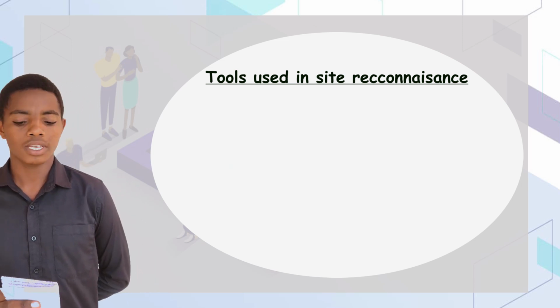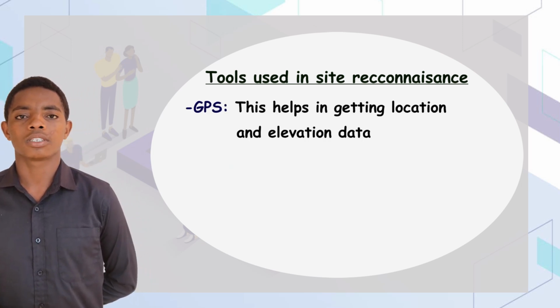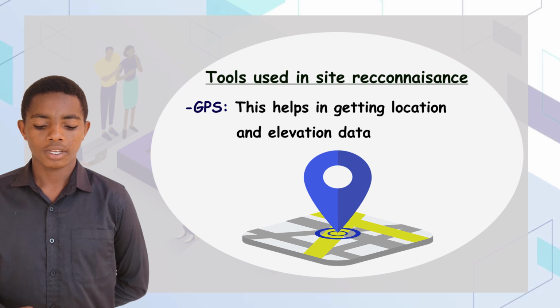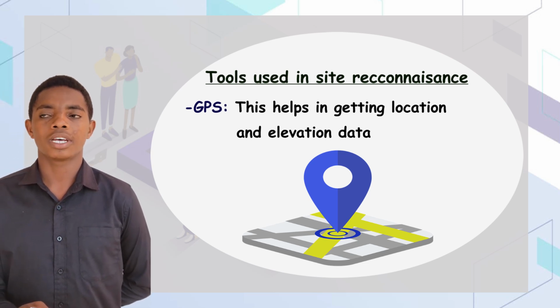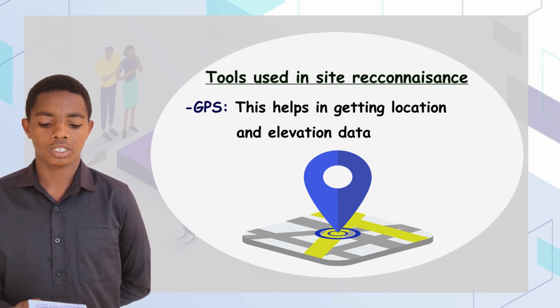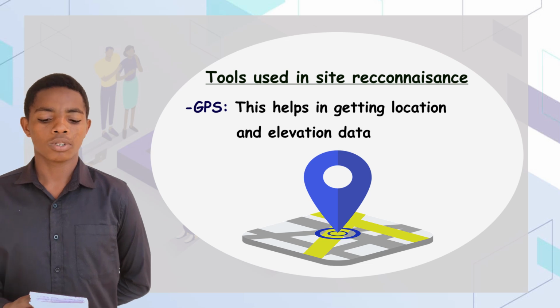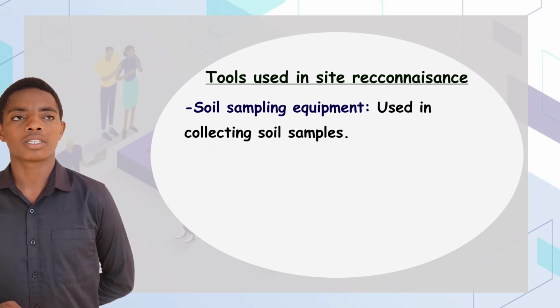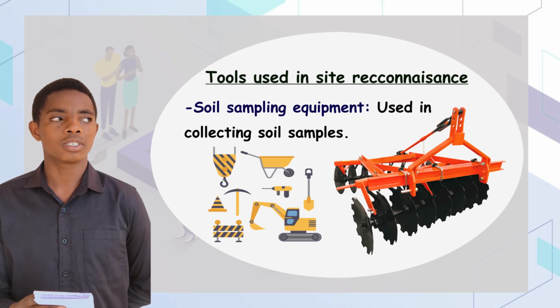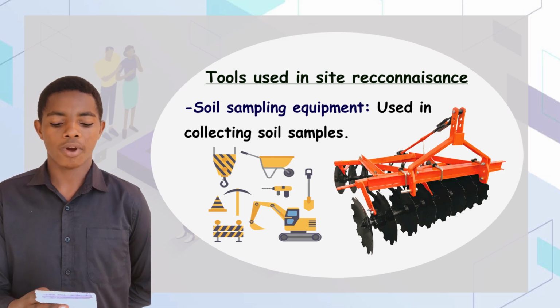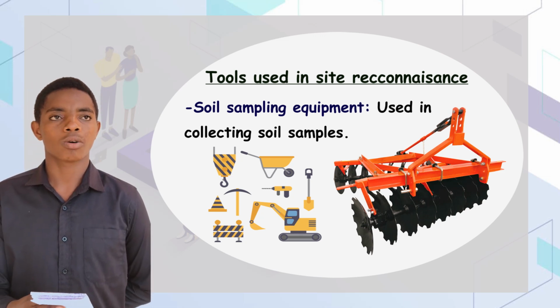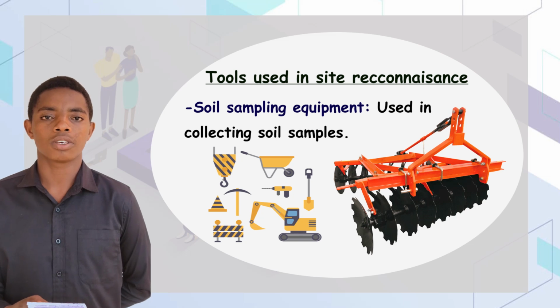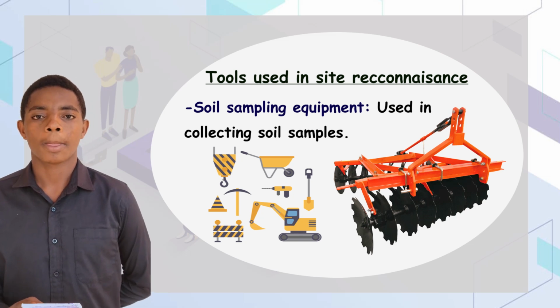We also have GPS. GPS helps us to get location and elevation data. It is automatically operated, and its scope of operation is geolocation survey. We also have soil sampling equipment, which helps us collect soil samples. It is manually operated, and its scope of operation is geotechnical investigation. Thank you.